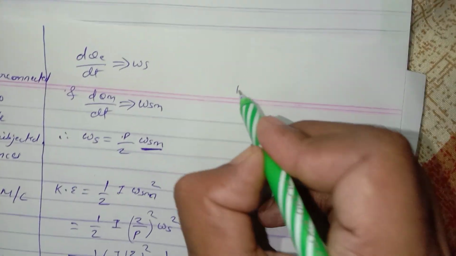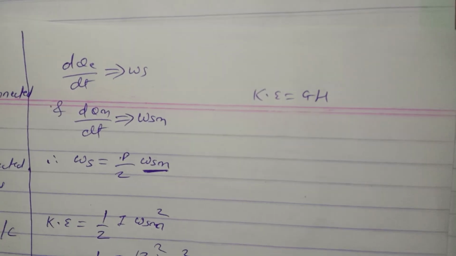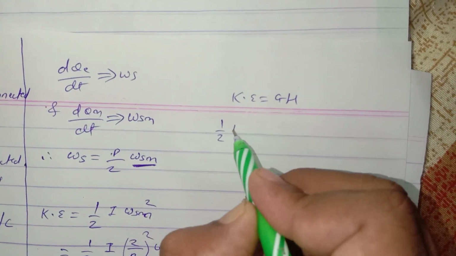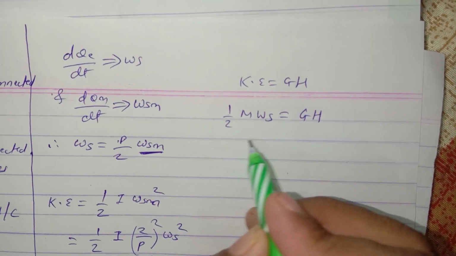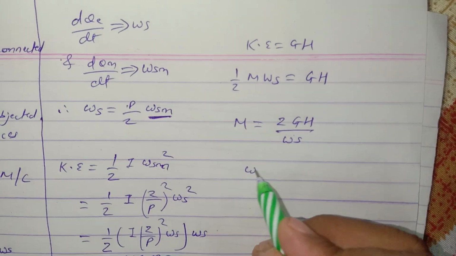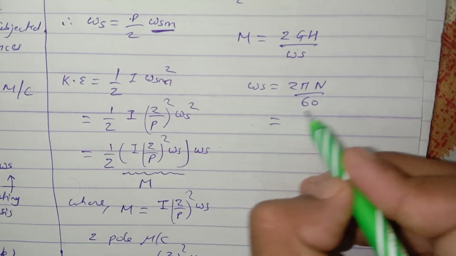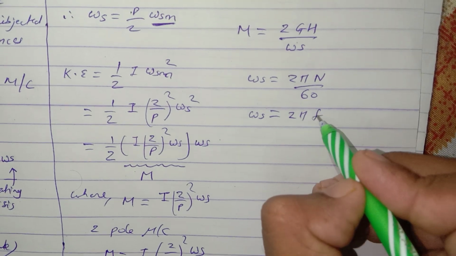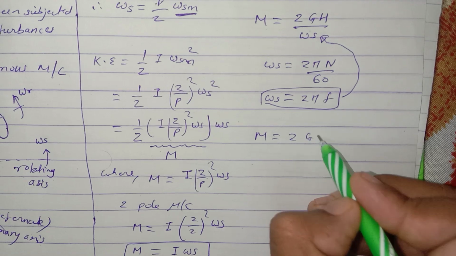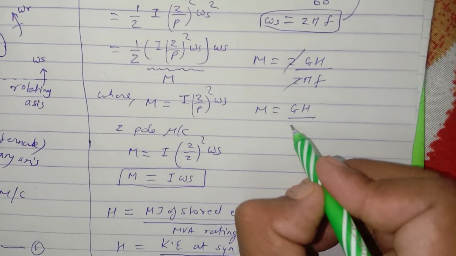So now we know that kinetic energy is equal to GH. We have already calculated the value of kinetic energy. Kinetic energy equal to half M omega s. So we can write half M omega s equal to GH. Now simplifying this equation, we get M equal to 2 GH by omega s, and omega s is given by 2 pi N by 60, and N by 60 is nothing but frequency. So we can write omega s equal to 2 pi f. Now put this value of omega s in this equation. So we get M equal to 2 GH by 2 pi f. So this 2 gets cancelled. Now the equation becomes M equal to GH by pi f.